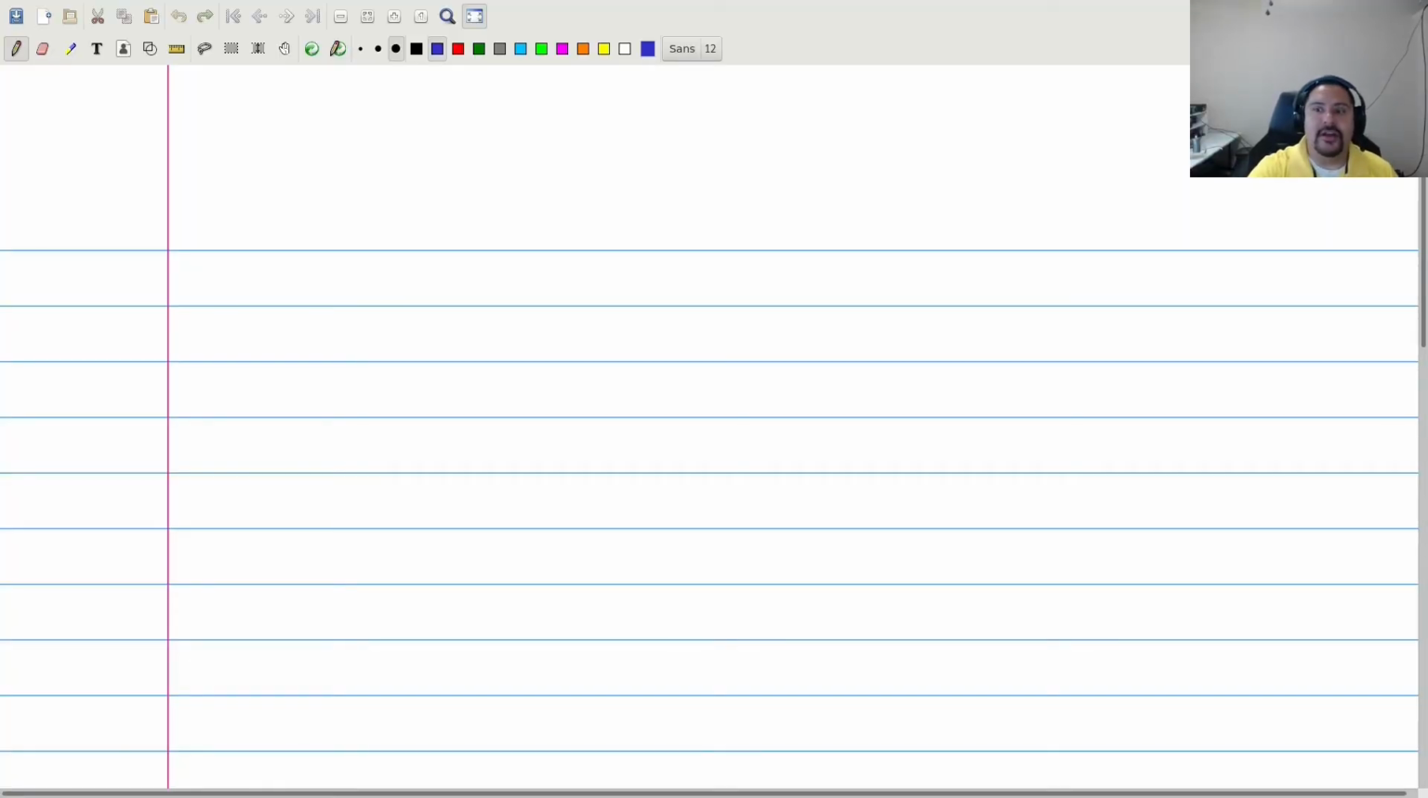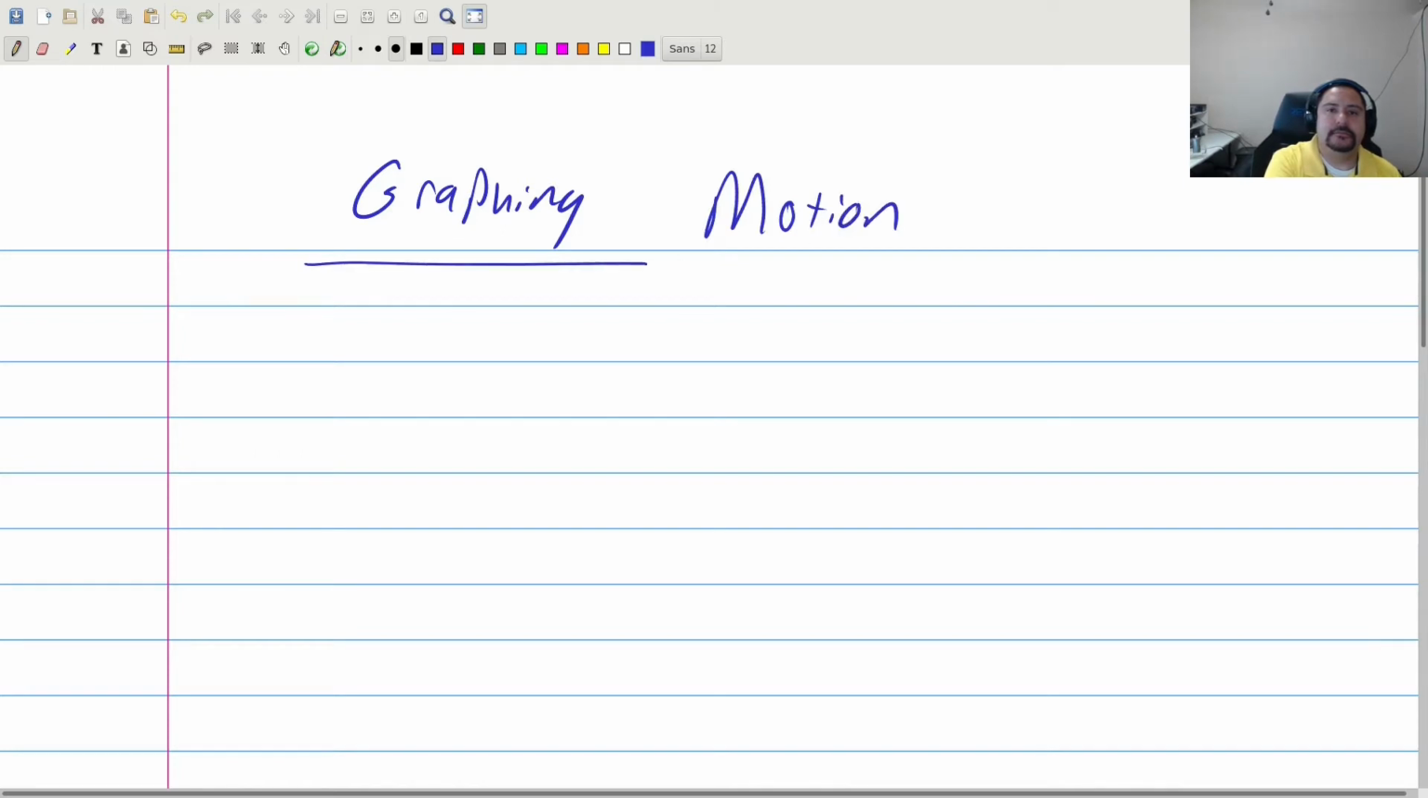Well, aloha everyone. Today, we're going to talk about graphing motion. And so, when we talk about graphing motion, we mean making graphs of how an object is moving. Maybe where it is, or how fast it's going, or even how much it's accelerating.